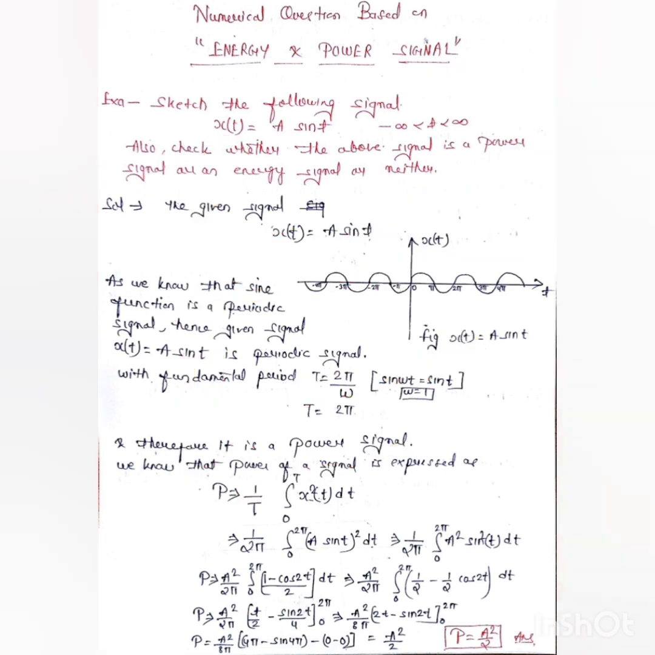Now, moving on to the example. Sketch the following signal, x(t) equals A sin t, in the range minus infinity to plus infinity. Also check whether the above signal is a power signal or an energy signal or neither. First of all, we have to draw the waveform for the given signal, x(t) equals A sin t. This is the signal given in the question.